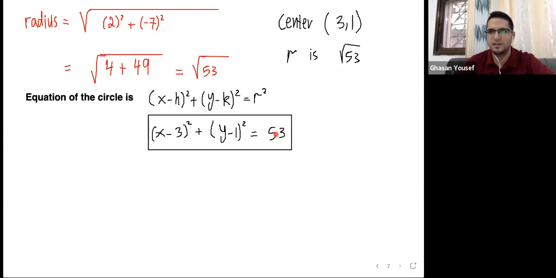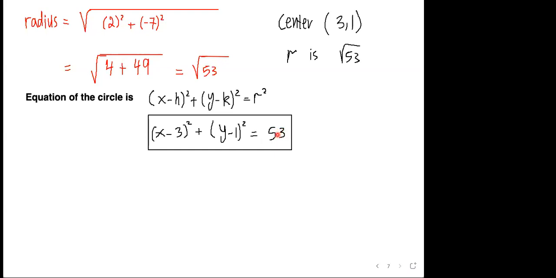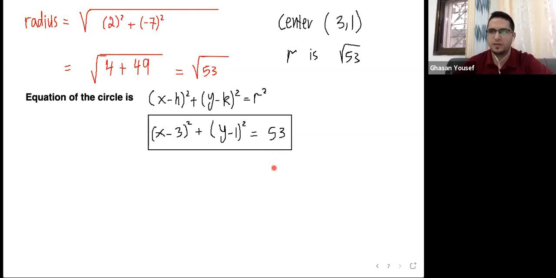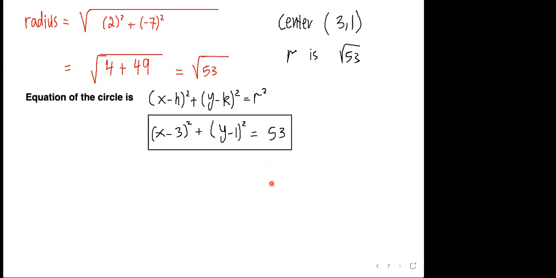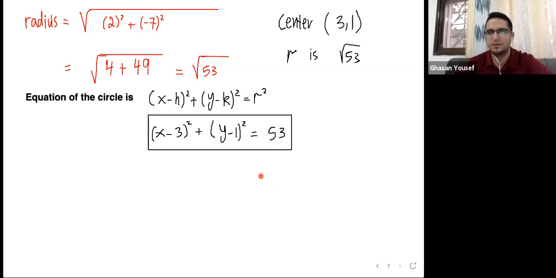If it's 9, take the square root, they give you 3. If it's 25, take the square root. If it's 36, the square root of 36 is 6. Square root of 25 is 5. If this is 16, square root of 16 is 4.